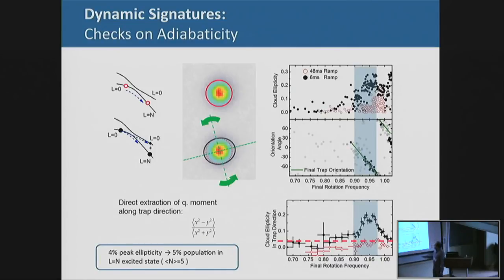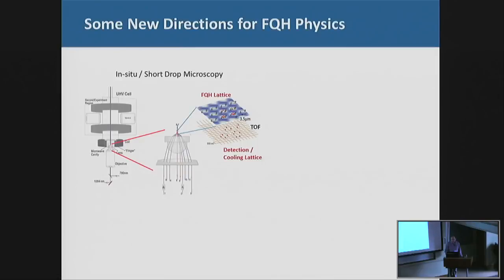Now, we can also use this to try to extract what our fidelity of crossing is. And so here you can see with the slow ramp, we have about a 4% peak ellipticity. And using our calculations, we see that this implies that that's about 5% population in the first excited state. So we've got about a 95% crossing fidelity into these single vortex states. Okay, so that is basically the status of the fractional Hall work.